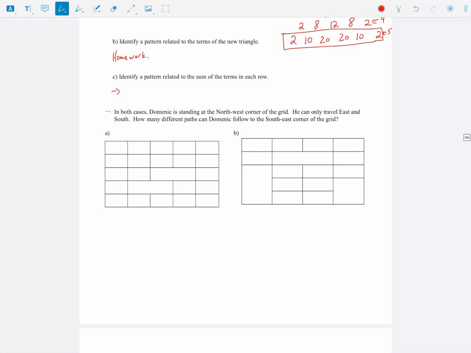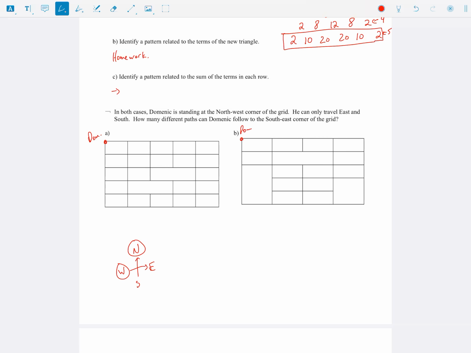Okay, one last question for today. In both cases, Dominic is standing at the northwest. Just in case you don't remember directions, here's north, here's west. So here's Dominic. We'll call him Dom. Okay, and here again, there's Dom.